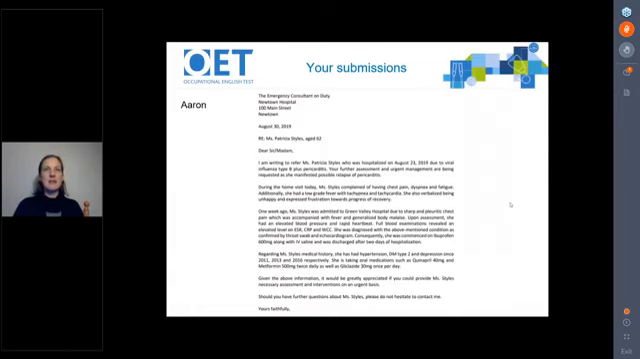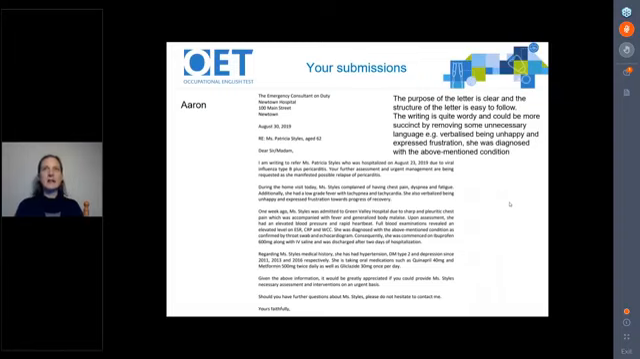This letter is from Aaron, and he also has a clear purpose, and the structure of this letter is easy to follow. But this is another example where the writing is quite wordy and could be more succinct to get a better score with conciseness and clarity by removing some unnecessary language. It's essentially just to reduce the number of words to say the same thing.